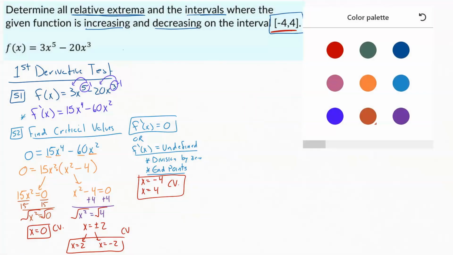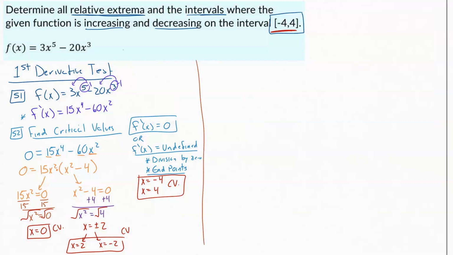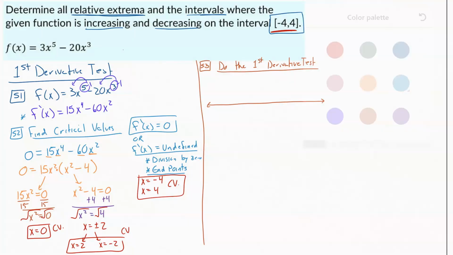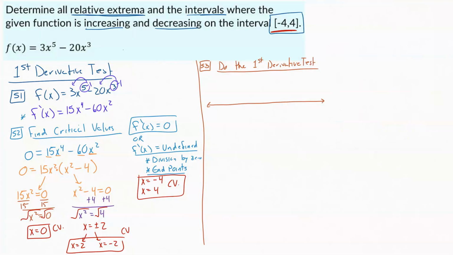We've got our critical values in place. And so now we're on to step 3, which is going to be where we actually do the first derivative test. And this is just a number line game. So you're going to lay out your number line, and you are going to mark your critical values. So in this situation, we had 5 critical values. We had 1 starting at our endpoint of -4. So really our number line is going to begin here at -4. That's a critical value. Then going in order, the next one would be x equals -2.